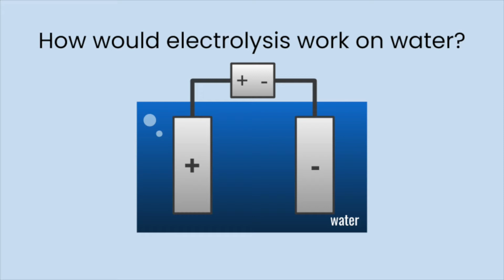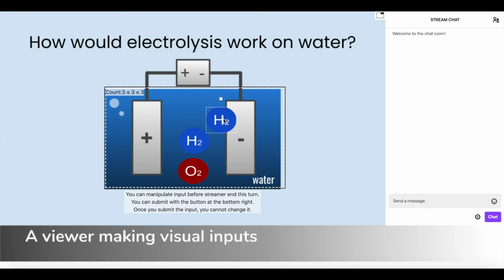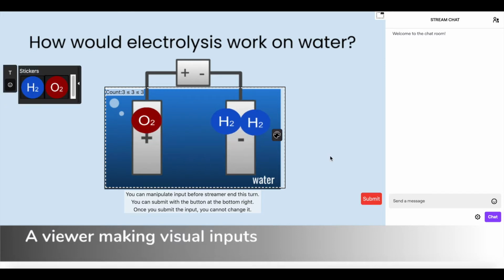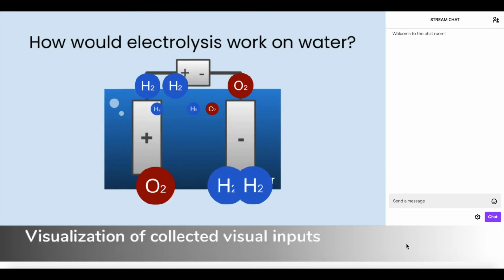Let's assume that a teacher wants answers to the question in remote lecturing: how would electrolysis work on water, and where would oxygen and hydrogen be generated. With VisPol, the streamer lets viewers answer this question with visual inputs, in this case, with 2 hydrogen molecules and 1 oxygen molecule. After collecting inputs from viewers, the streamer can visualize them, with each row indicating each group of answers, with the size indicating the number of people who answered so.